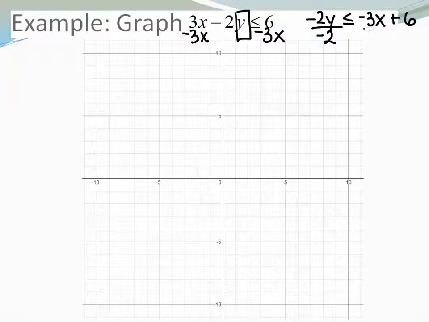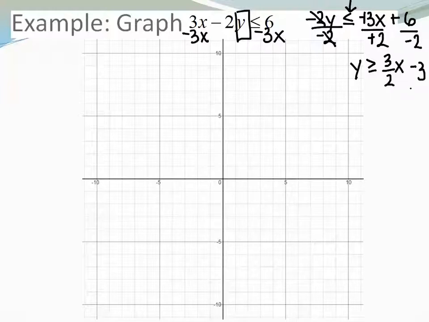Divide by negative 2 to everything. Now you have to remember you're dealing with an inequality here. So when you divide or multiply an inequality by a negative, this sign has to switch. Okay, so that's going to make this y is greater than or equal to, then negative 3 over negative 2 is 3 over 2. The negatives cancel. Times x minus 3.